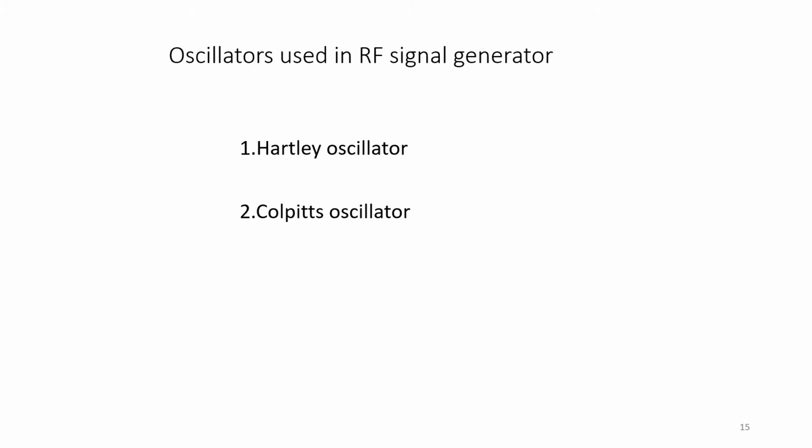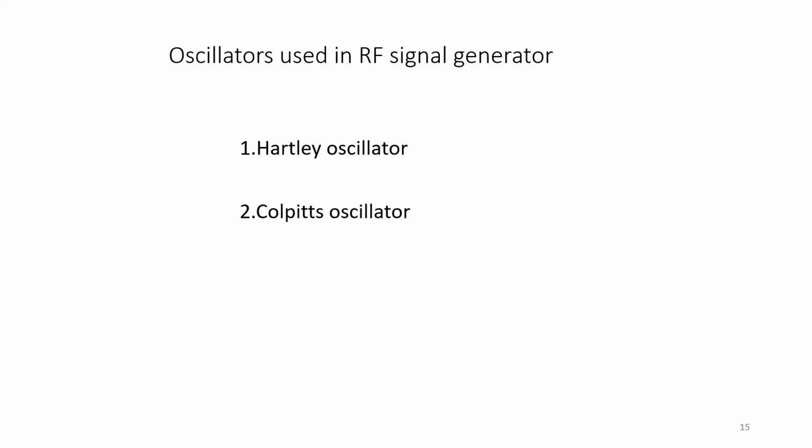Its frequency should be constant. Its frequency should be stable. It should not be interfered with by electric waves or magnetic waves which are nearby to the RF signal generator. So it must be shielded so that it provides a stable frequency without the influence of these external signals. So as I told you, the RF oscillator which we are using in the RF signal generator is a Hartley oscillator or a Colpitts oscillator.